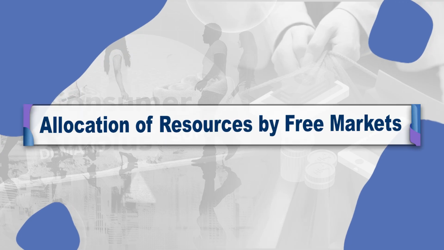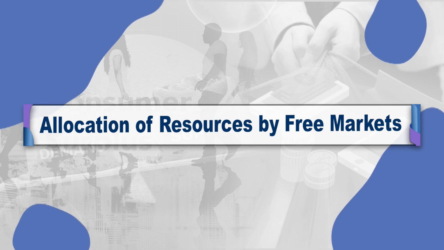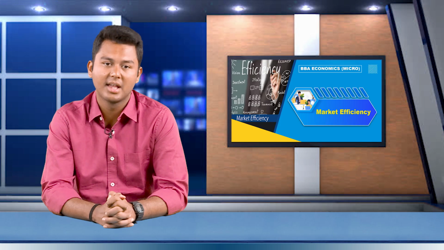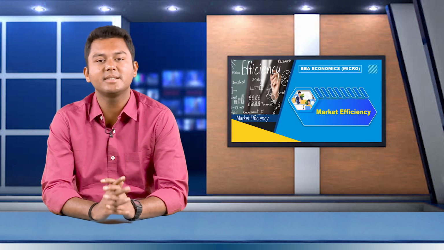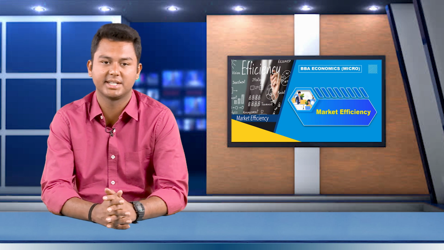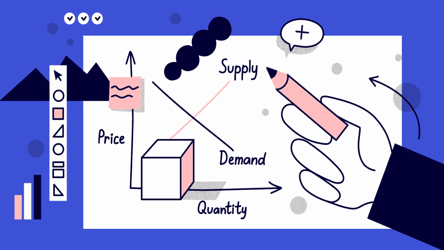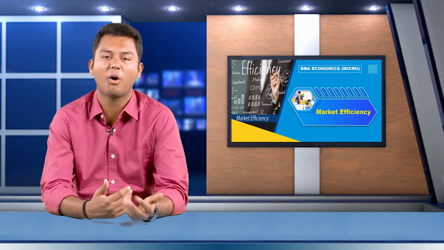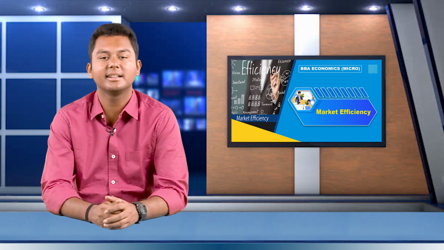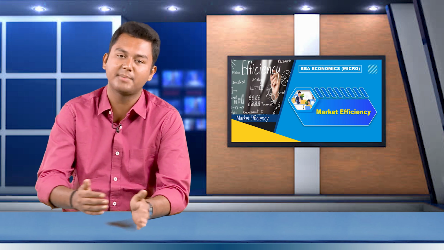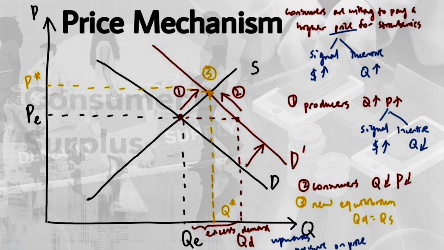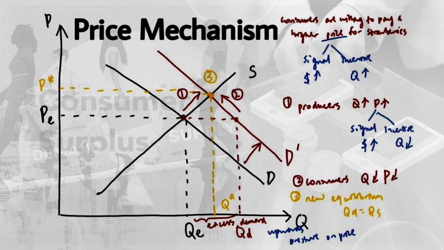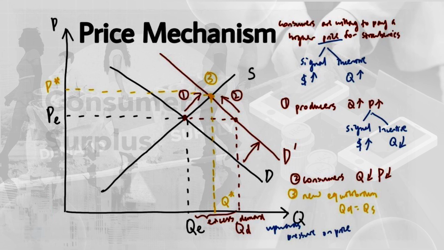Moving on to the next part, that is allocation of resources in this aspect of free markets. First is the price mechanism. Free markets rely on the price mechanism to allocate resources efficiently. Prices adjust based on supply and demand forces, signaling producers to supply more of the demanded goods and signaling consumers to adjust their consumption patterns accordingly. The price mechanism ensures that resources flow towards areas of high demand where they are most valued by customers.